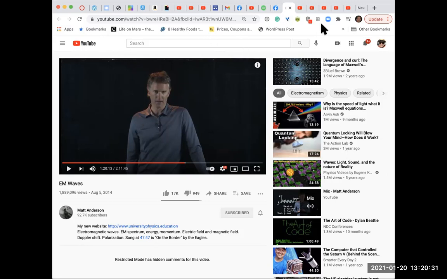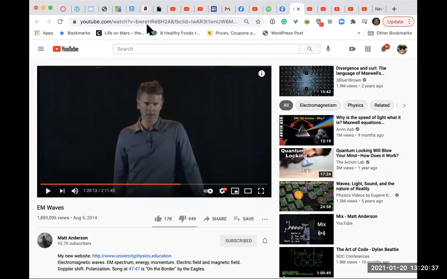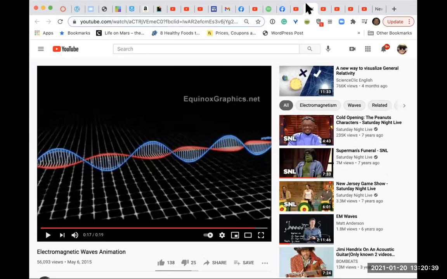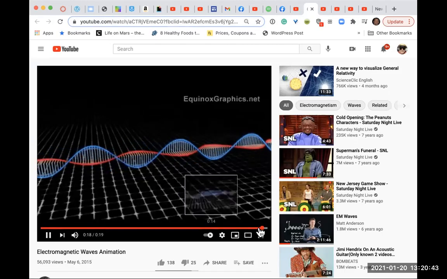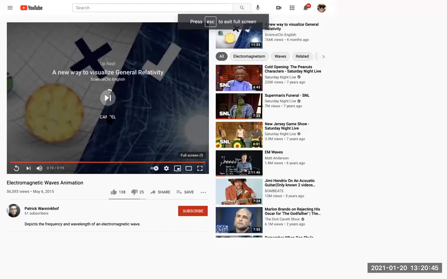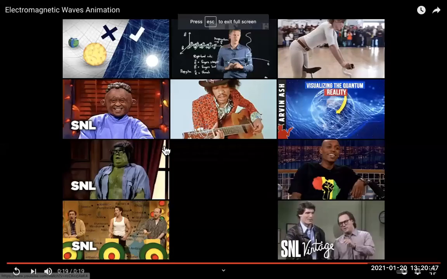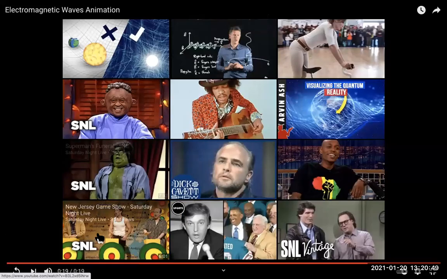And the other thing we looked at, we looked at him for a while. We looked at this propagation. Yeah, this is only 19 seconds long. And we looked at this propagation of waves.